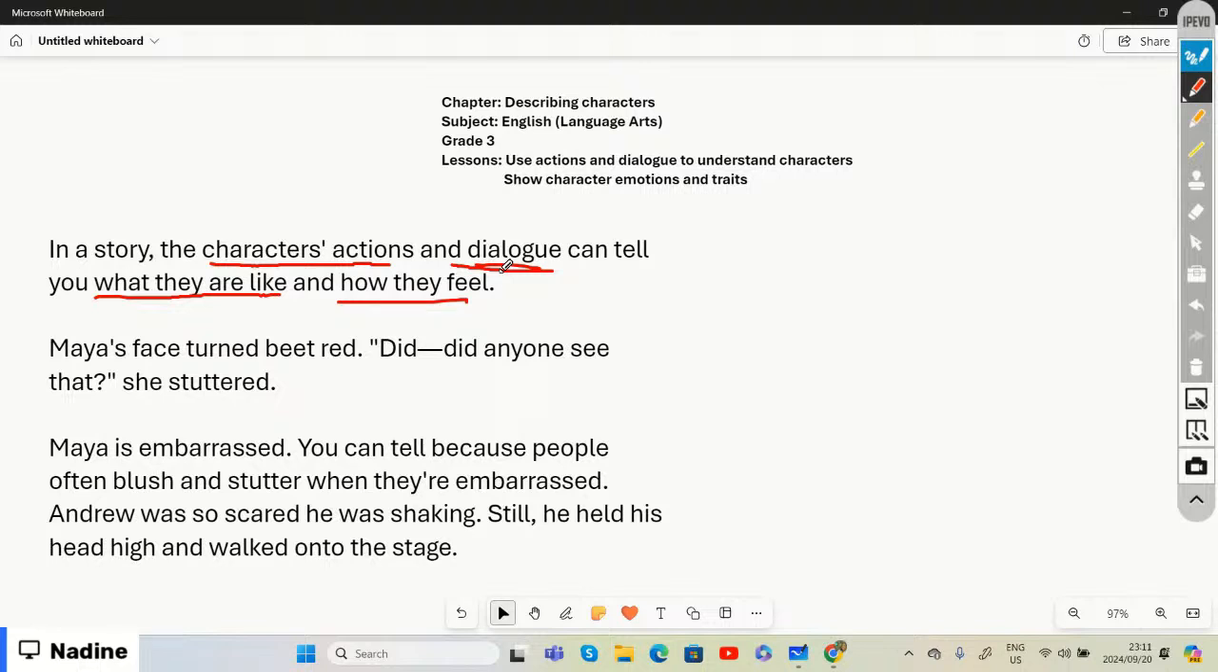All right. And then if we look at an example of describing characters, it says, Maya's face turned a beet red. So Maya's face turned a beet red. Did anyone see that? She stuttered.